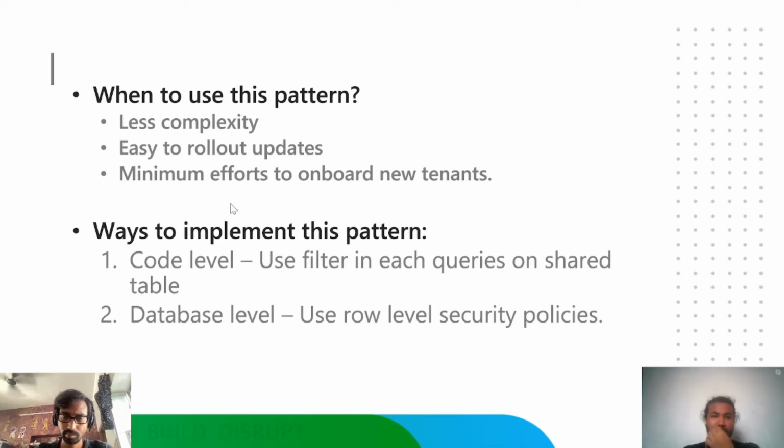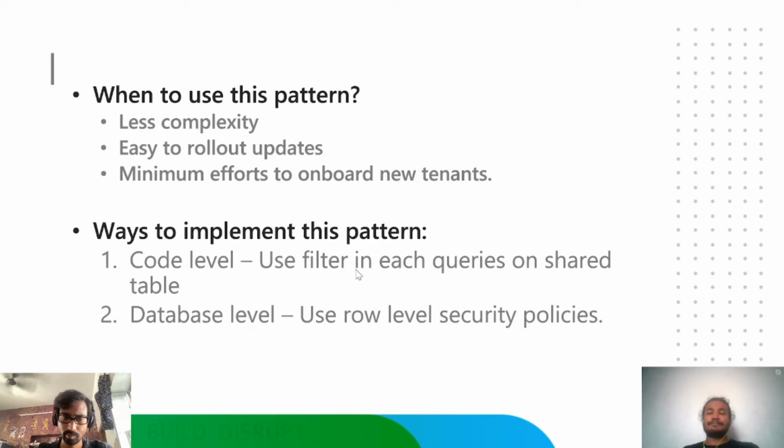There are two ways to implement this pattern. First is at the code level, and the other is at the database level. In the code level, what you do is you create a filter for each query on the shared table. If you consider a users table, whenever we try to get the data from that users table, you will add a filter, and the data will be fetched accordingly.